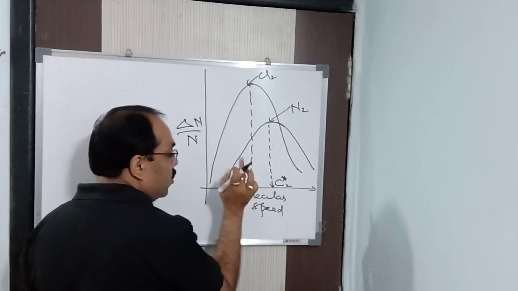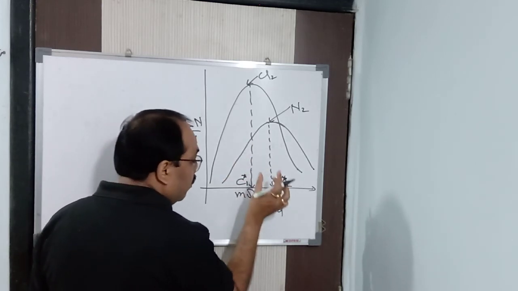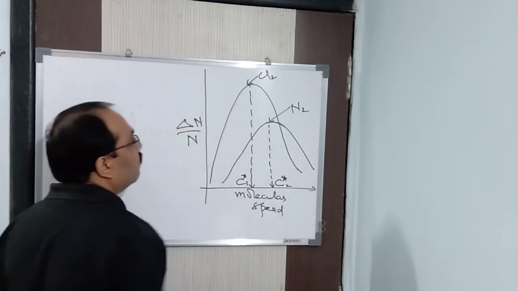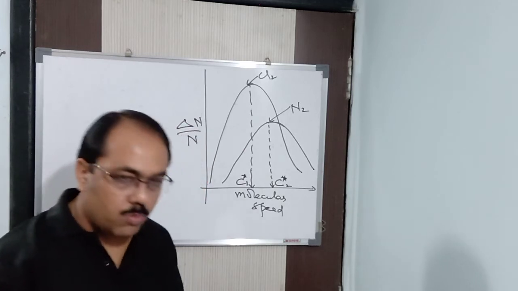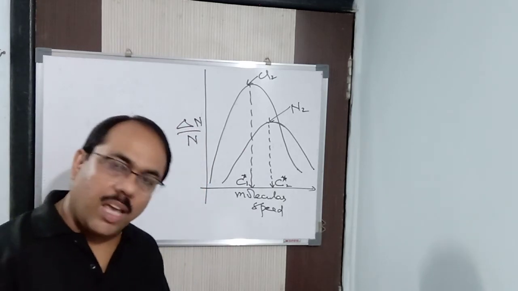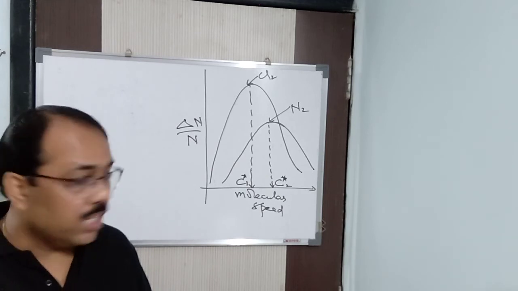So nitrogen, as a lighter molecule, possesses a higher most probable speed than chlorine. So that means lighter gases will have higher most probable speed than the heavier gases, we can say. Similarly, if I increase the temperature, now here the temperature was constant.